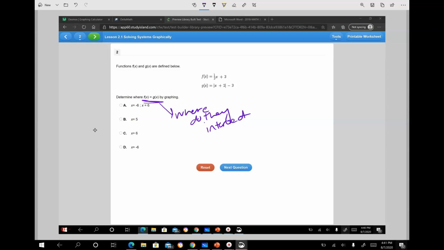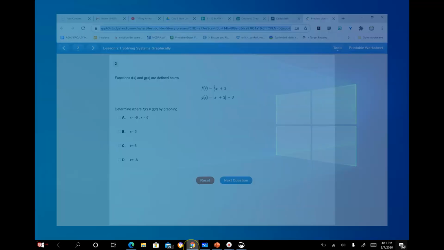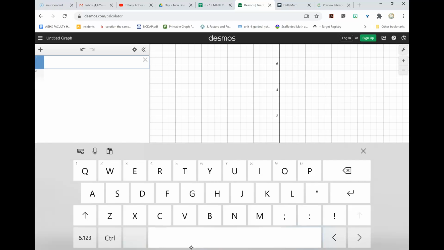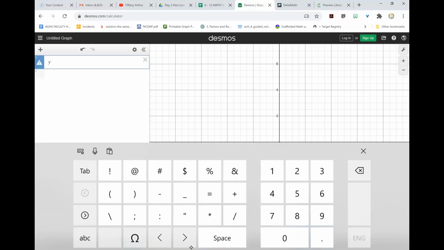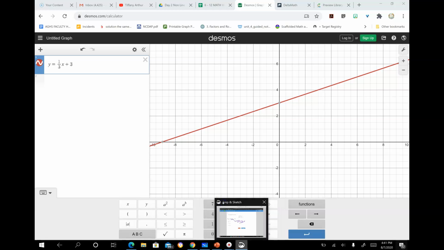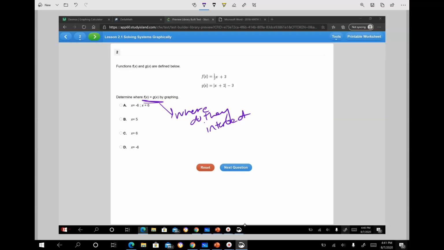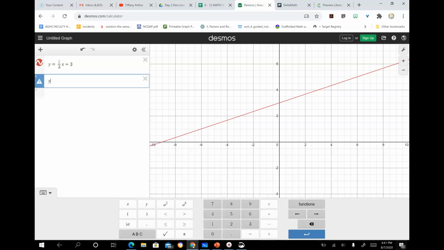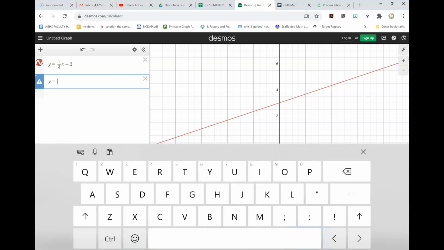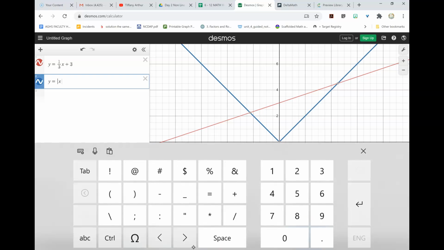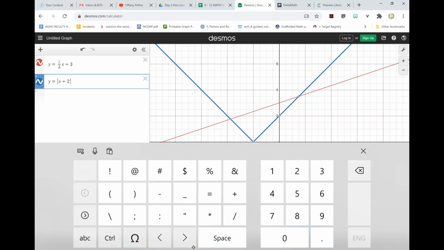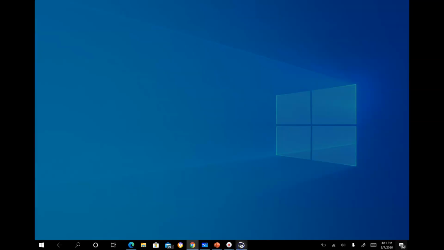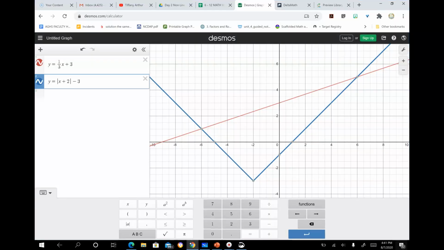Okay, so we're going to use Desmos. So y equals 1/3 x plus 3. And then the other one is going to be y equals the absolute value of x plus 2, minus 3. All right, just double check it real fast. Plus 2 minus 3. Okay, so where do these two meet?